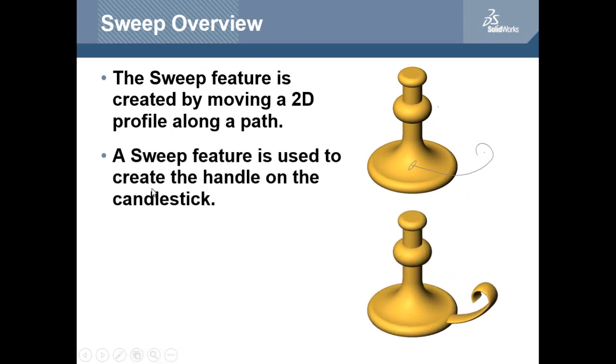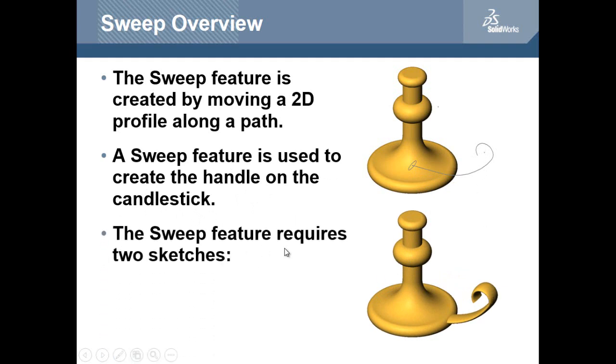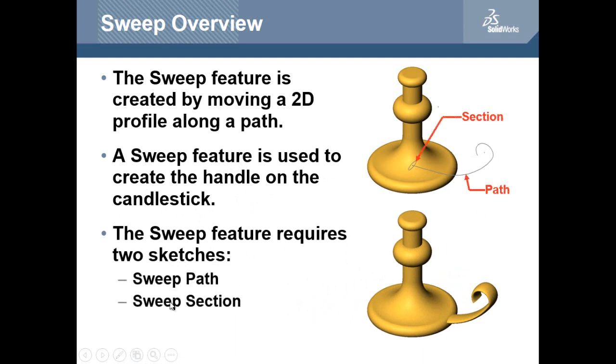A sweep feature is used to create the handle of the candlestick. So we were able to sweep from this ellipse all the way out to the end of the handle, as you see here. The sweep feature requires 2 sketches: a sweep path, this is the line, and a sweep section, that's the ellipse. You can see the ellipse was pulled all the way out to the very end.